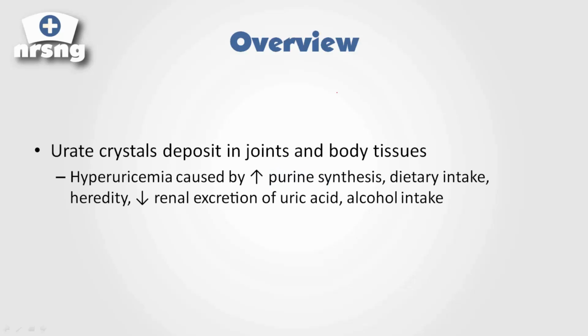So gout, basically what happens is urate crystals deposit in the joints and body tissues. These are little crystals. Okay, so these urate crystals deposit throughout the body, and this causes a tremendous amount of pain. The reason it happens is due to hyperuricemia, and this can be caused by either increased purine synthesis or dietary intake. It can also be caused by heredity or decreased renal excretion of uric acid or alcohol intake.